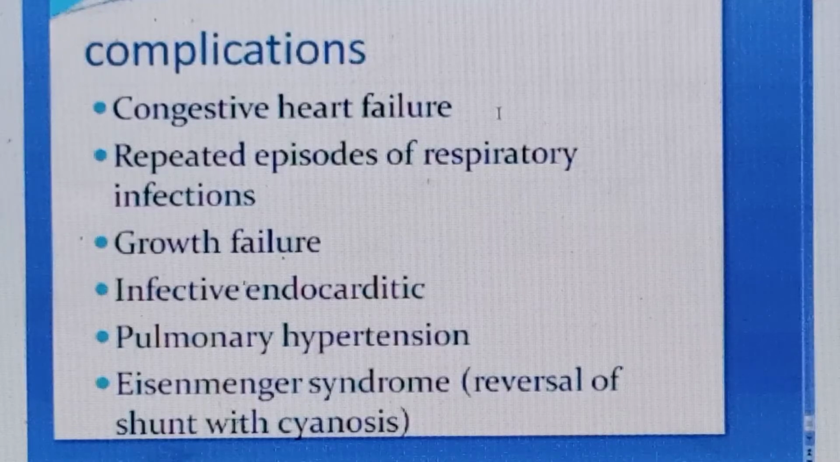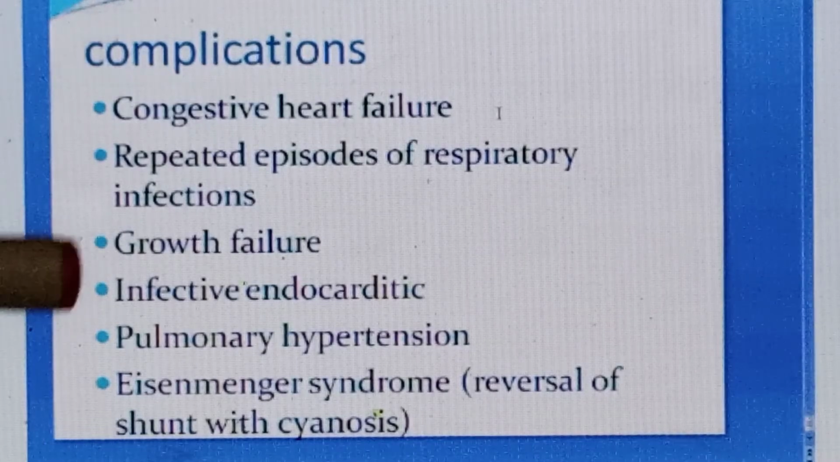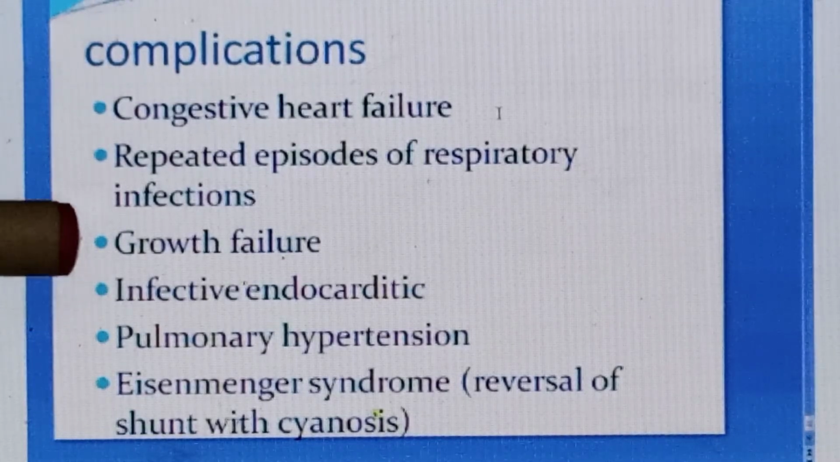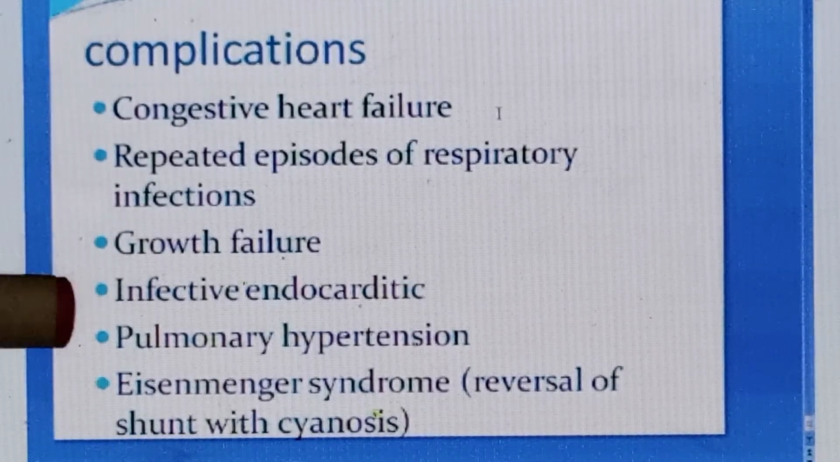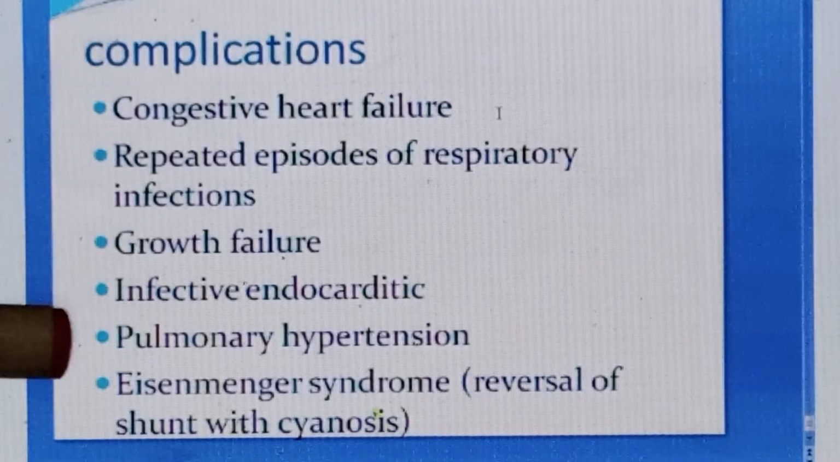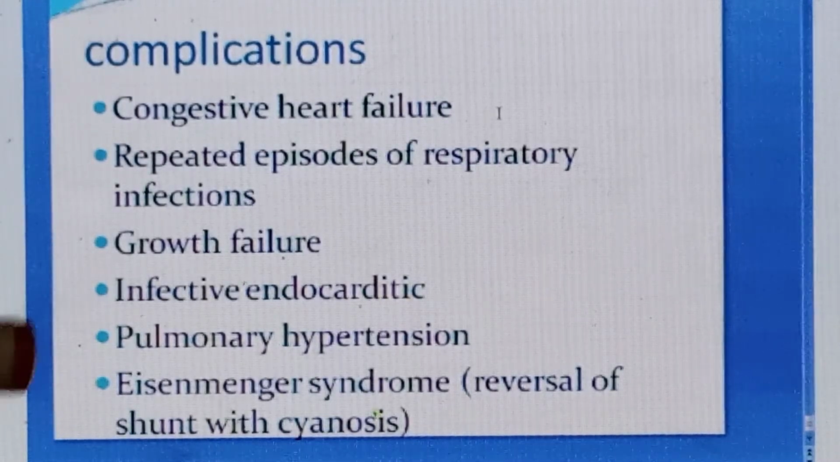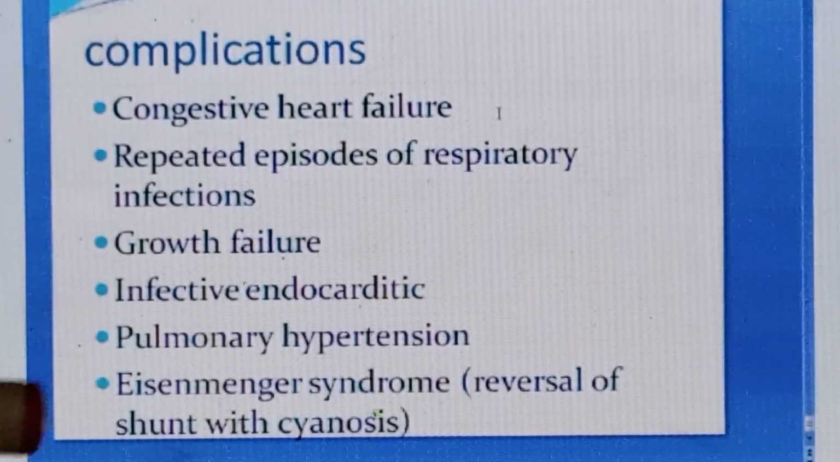This is because when the high-flow blood from the left side of the heart enters into the right side of the heart, there is damage to the endothelium of the right ventricle. So there are more chances to develop infective endocarditis because the endocardium becomes more vulnerable to attachment of the bacteria. Other complications include pulmonary hypertension, and Eisenmenger phenomenon or Eisenmenger syndrome, that is reversal of the shunt with cyanosis.